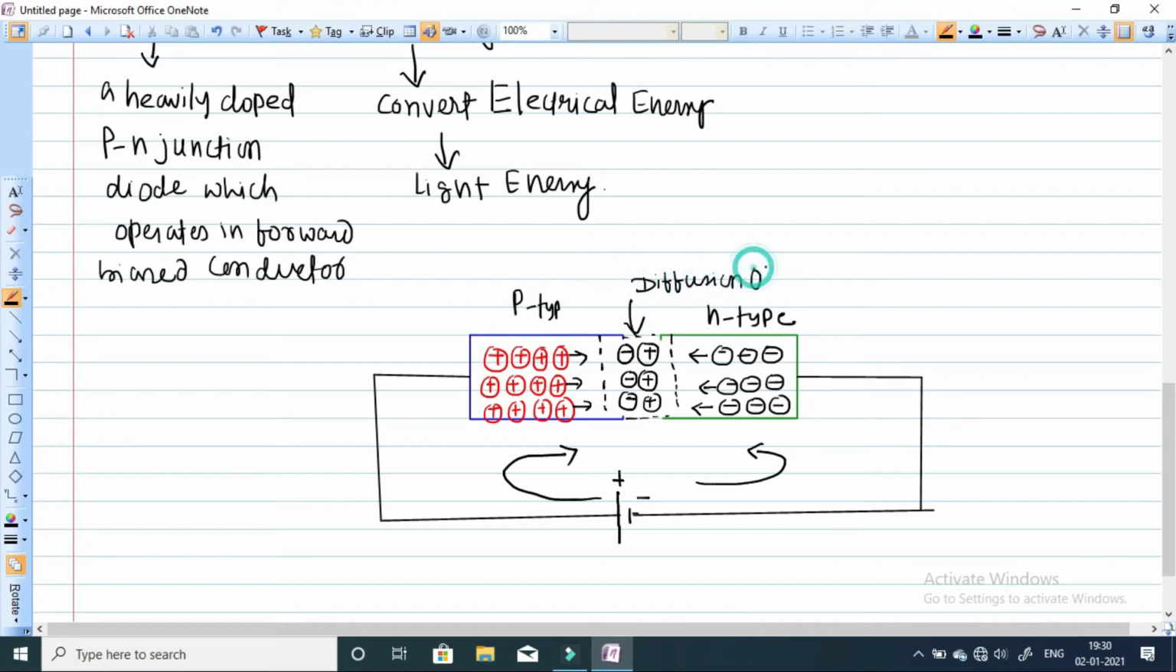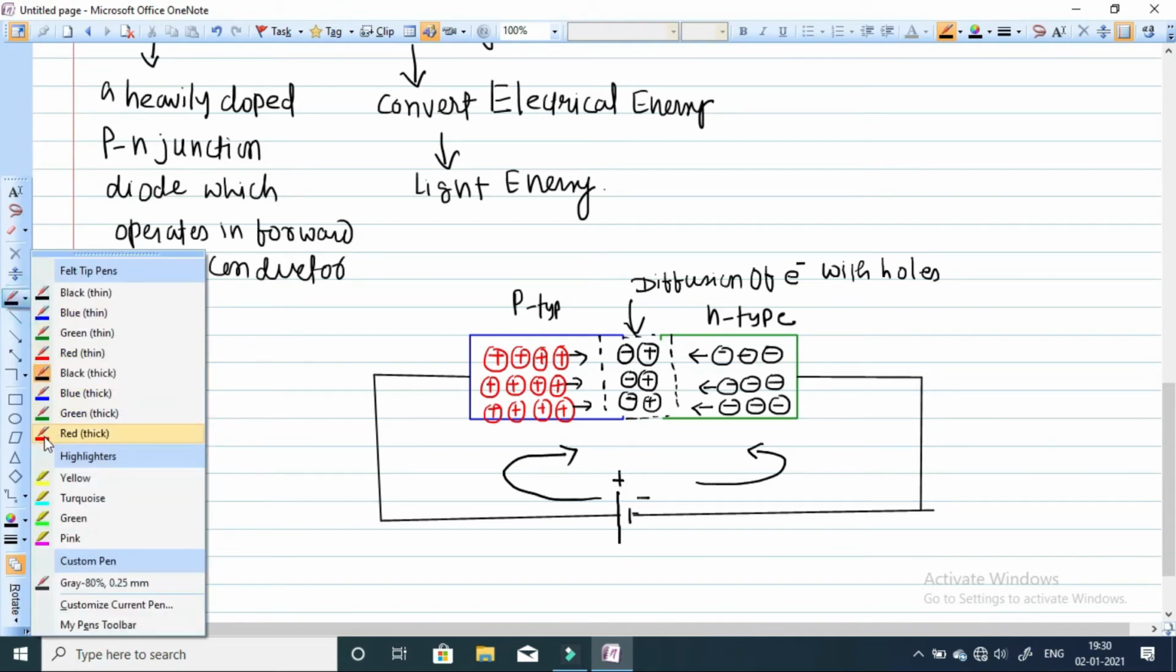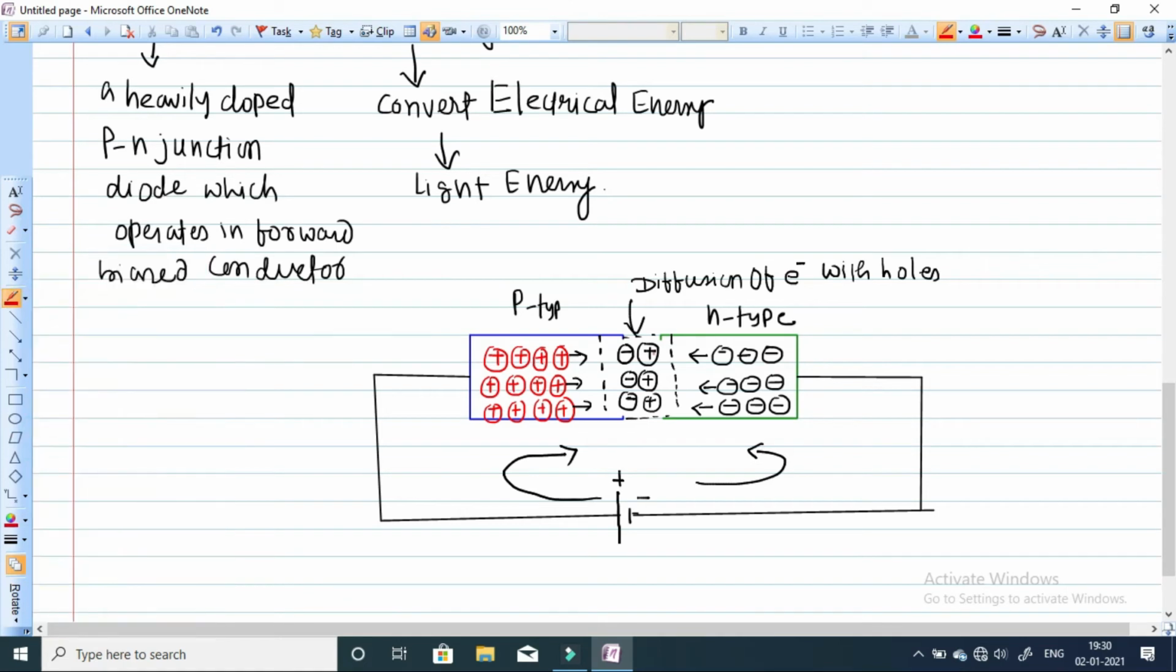Because p side and n side are heavily doped, diffusion of electrons with holes will take place, and due to this diffusion, light energy will be emitted. So due to the diffusion of electrons with holes, the light energy will be emitted. The emitted light energy is E equal to h nu.